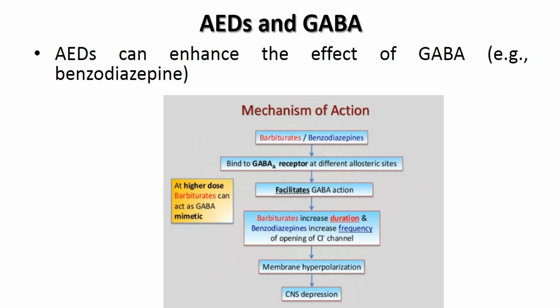Barbiturates increase the duration, and benzodiazepines increase the frequency of opening of the chloride channel. Once the channel opens, the membrane becomes hyperpolarized, that is more negative. This hyperpolarization leads to CNS depression. Therefore, at higher doses, barbiturates can act as GABA mimetic. Otherwise, anti-epileptic drugs can enhance the effect of GABA, as with benzodiazepines.